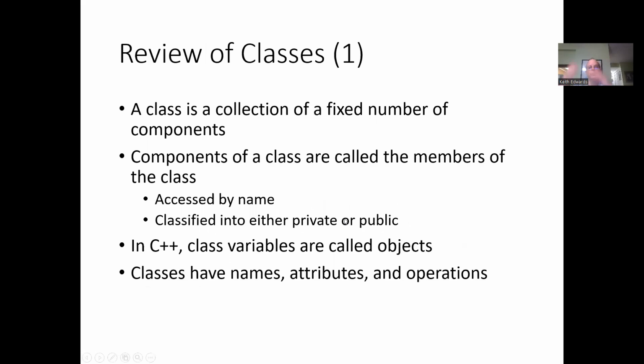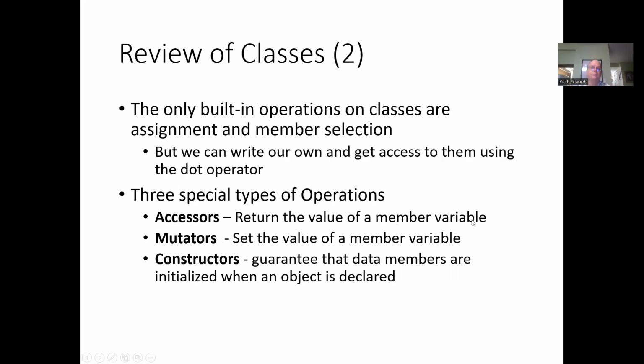So a very quick review as to where we've been with classes. A class is a collection of a fixed number of components, and they're usually of different types. Components of the class are called the members of the class, and we access them by name. They can be functions or variables, and they get classified as either private or public. Typically, the member variables are private and the member functions are public. In C++, the class variables are called objects, and classes will have names, attributes, and operations.